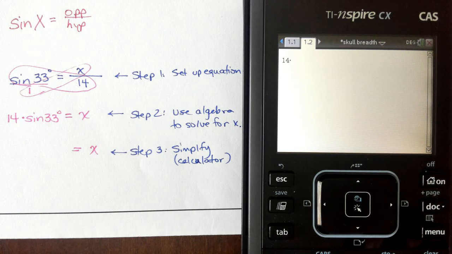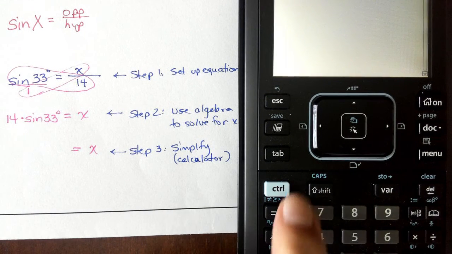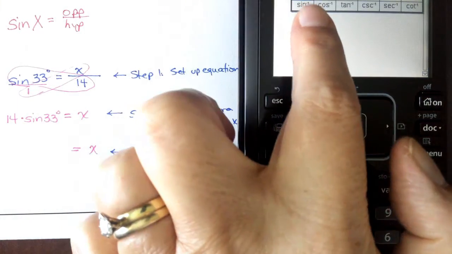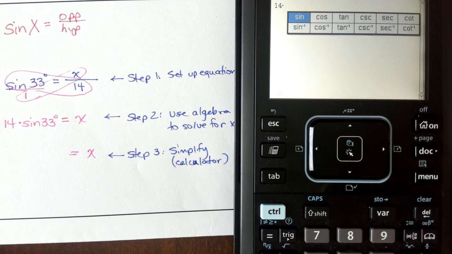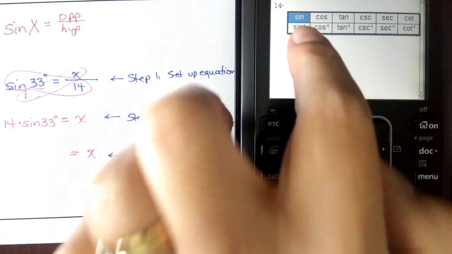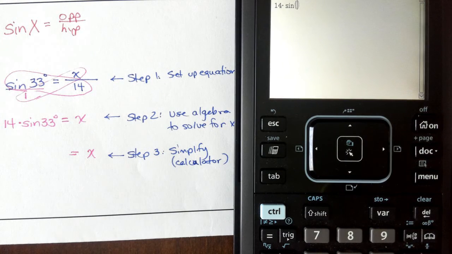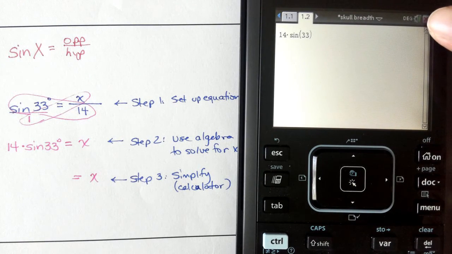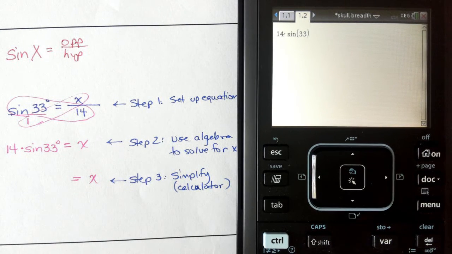Now the sine is on the trig key beside the 7. So hit trig, and sine is your first option. When you get sine highlighted, you click on your enter key, and it'll paste in sine and some parentheses, and you put your angle measure in the parentheses. Okay, you should be in degree mode, and then when you press enter, you're going to get the decimal approximation for that side length.